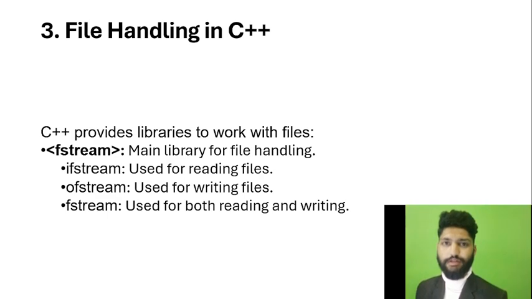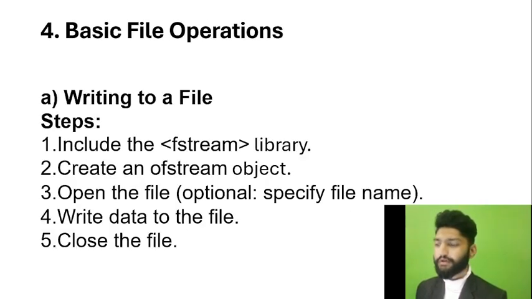So now, in the previous video we discussed these steps for basic file handling operations, and the first one was writing to a file. We went through this: first of all you have to include the fstream library, then if you want to write to the file, you have to create the ofstream object. Opening the file is optional, then write data to the file, and lastly close the file.